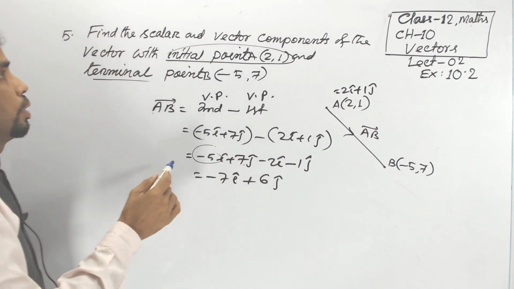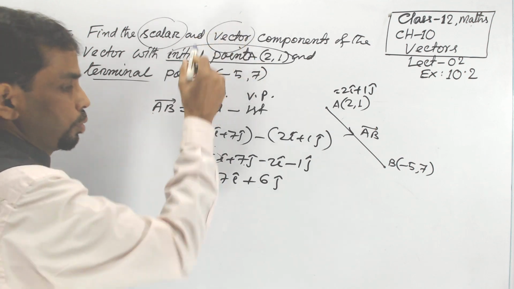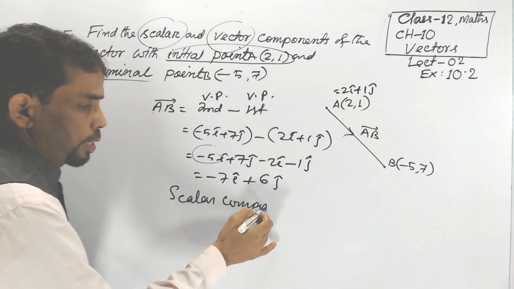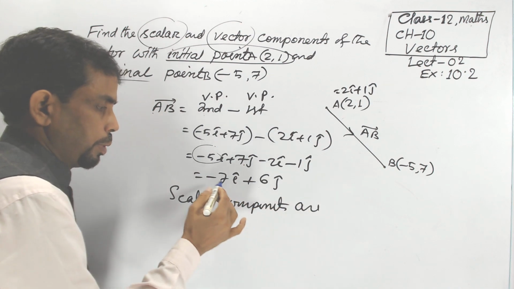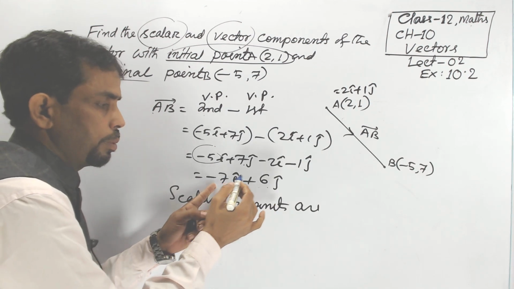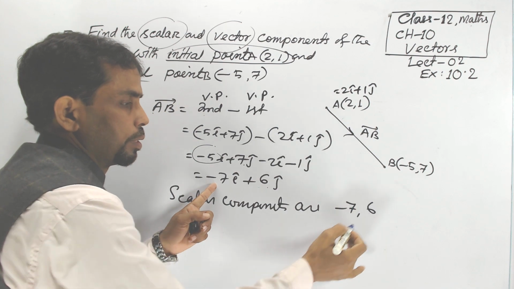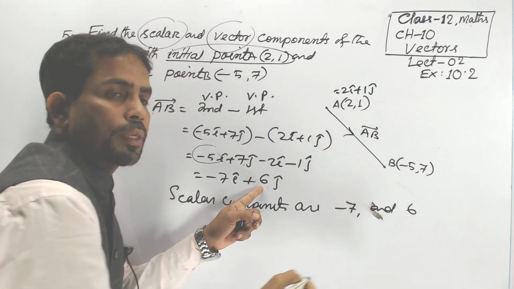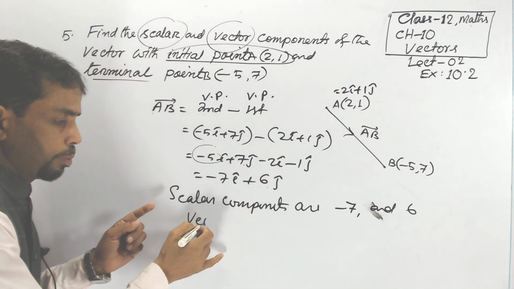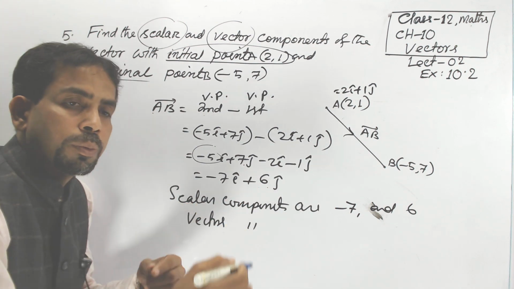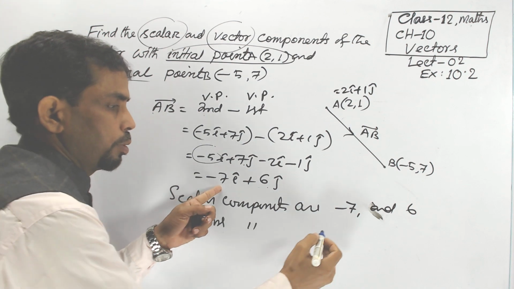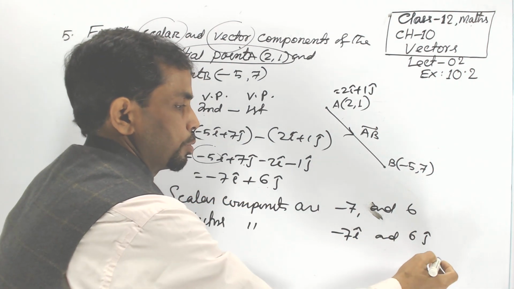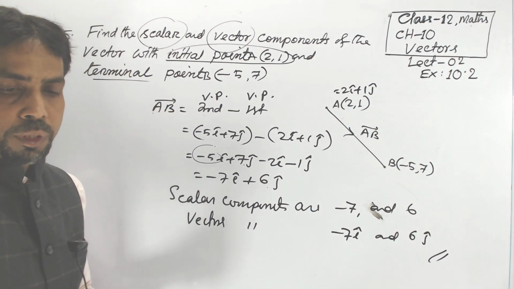The question is to write the scalar and vector components. So if I write scalar components, they are minus 7 and plus 6, only the numbers, minus 7 and 6, these are the scalar components. Now if I say vector components, we have to write in terms of ijk. So vector components are minus 7i cap and 6j cap. So this is the complete solution for the question.